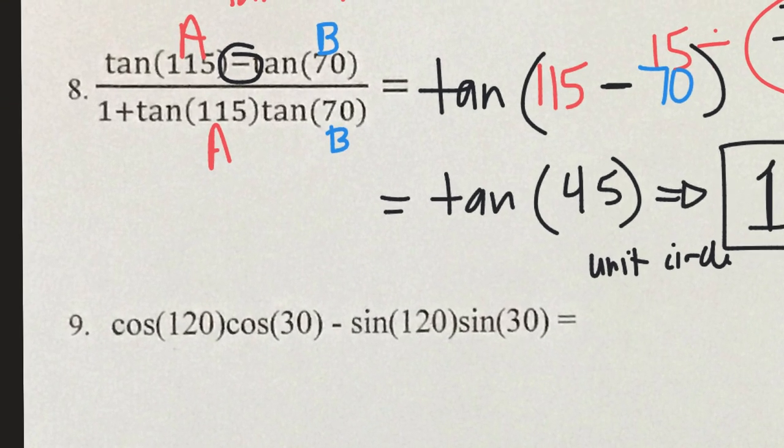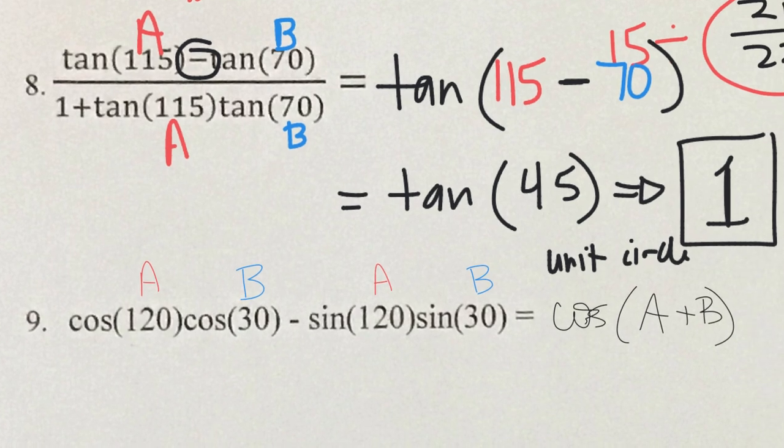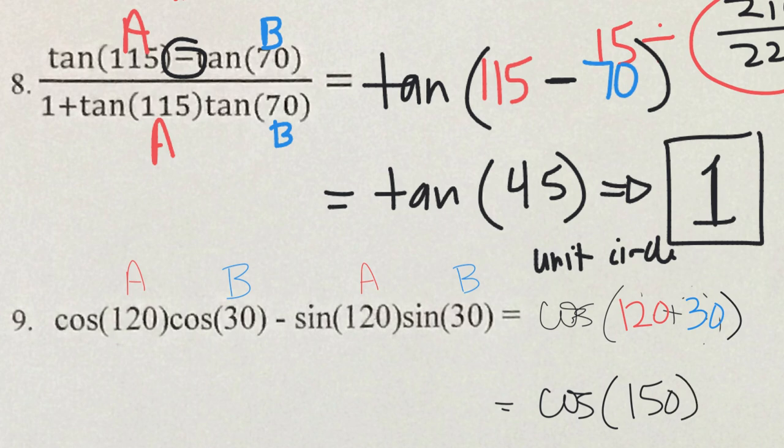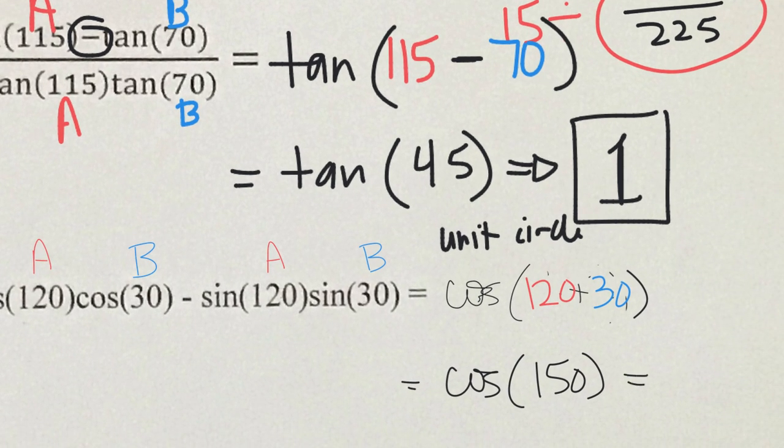So for number 9, the A is your 120, and the B angle is 30. So hopefully we recognize this formula as being a cosine of an A plus B formula, right? Cosine, cosine, minus sine, sine. That is a cosine of A plus B formula, with A value of 120 and a B value of 30. So let's go ahead and write those in there. We will replace your A with 120, and we'll replace B with 30. So I know how to add 120 plus 30 is 150. And now I can go to my unit circle, once again to my unit circle, because 150 is a unit circle angle, and the cosine is negative root 3 over 2.